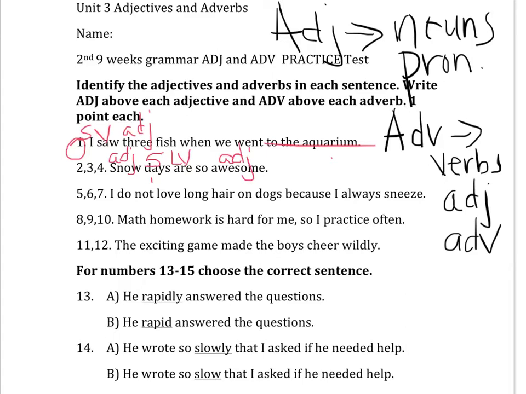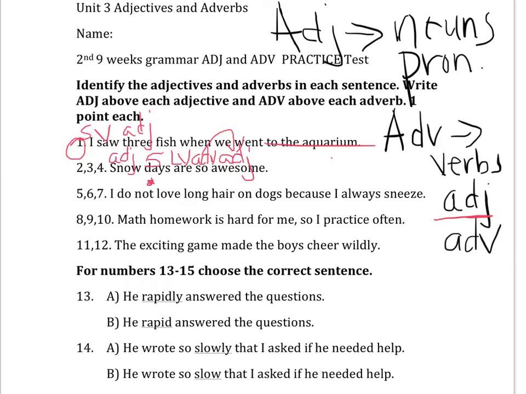Awesome days. Remember, adjectives can come right before the noun they're describing, or they can come after a linking verb like awesome does. How awesome are the snow days? They are so awesome. So is an adverb because it's so what? So awesome. Adverbs, remember, can describe adjectives.